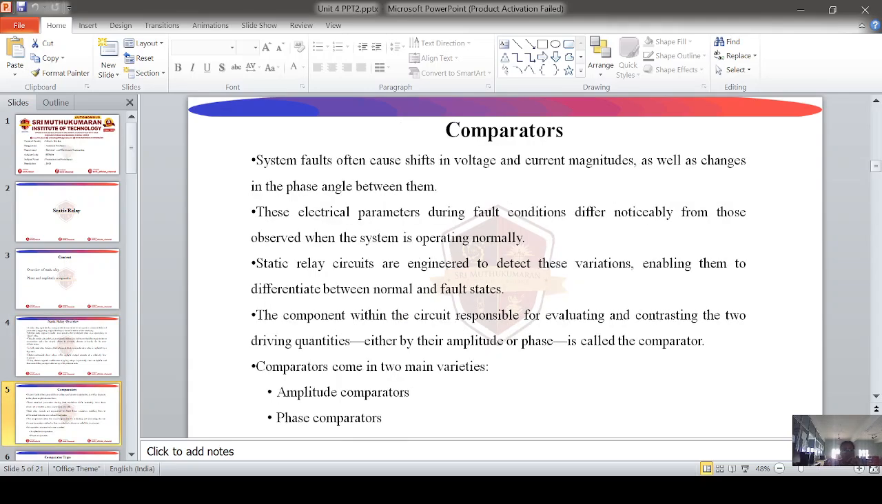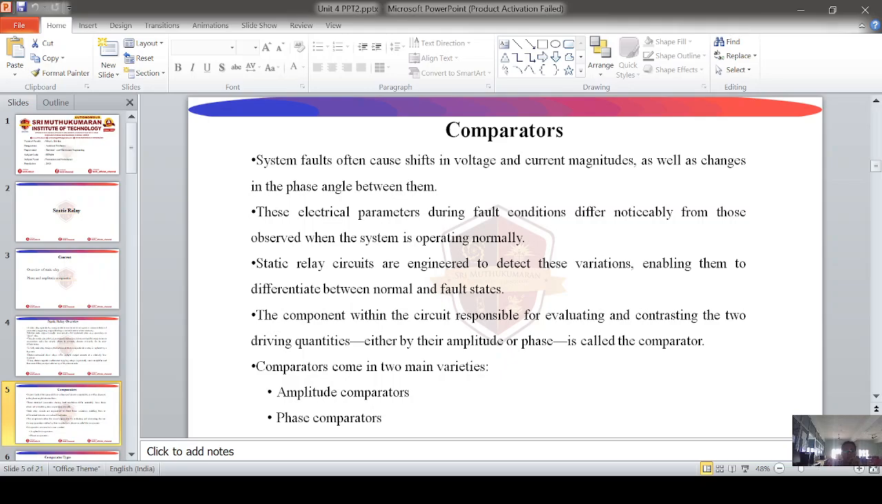Comparators. Comparators are used to compare electrical quantities like voltage and current magnitudes as well as changes in the phase angle between them. They detect the difference between normal and fault conditions.